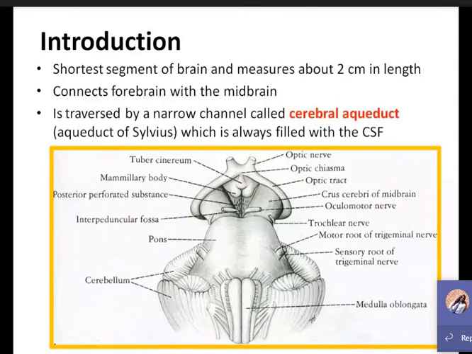The other name of the cerebral aqueduct is the aqueduct of Sylvius, which is always filled with cerebrospinal fluid, and this aqueduct connects the third ventricle with the fourth ventricle. So it is traversed by a narrow channel, that aqueduct. Here we can see the ventral surface of the midbrain.